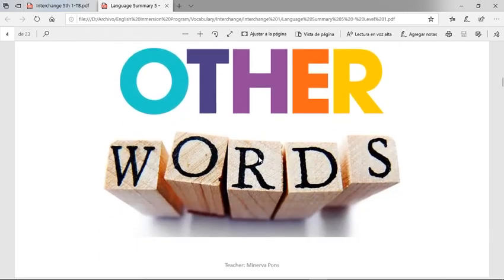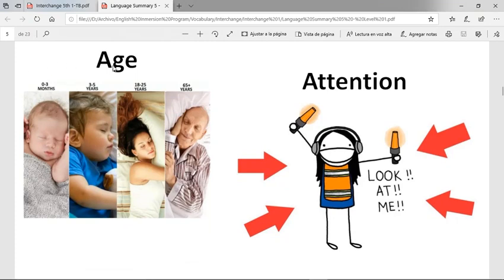Let's continue. We have some other words. We have the age, that is the amount of years that a person has been alive. We have attention. Attention is like when you look at something.